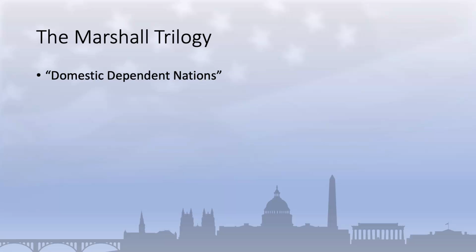The first of these cases was Johnson v. McIntosh of 1823. This case involved a dispute over land ownership between two individuals, William McIntosh and the descendants of Thomas Johnson, who had competing claims to title to the same tract of land in present-day Illinois. Johnson claimed to have purchased the land from members of the Piankashaw tribe, while McIntosh claimed to have acquired the land from the federal government through a land grant.